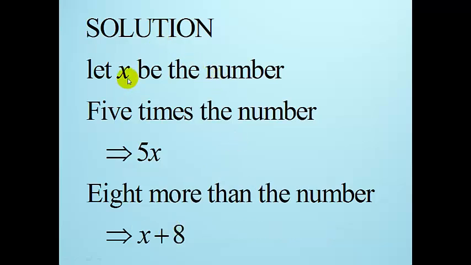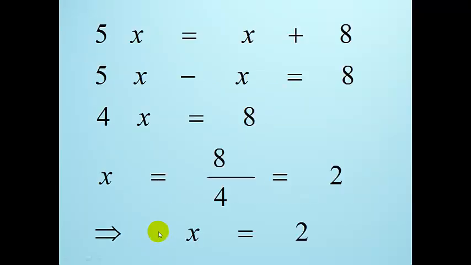Solution. Let x be that number. 5 times the number implies 5x. That is, if x is the number, then 5 times the number will be 5x. 8 more than the number implies x plus 8. Now from the question, 5 times the number is equal to 8 more than the number. That means that 5x equals x plus 8.